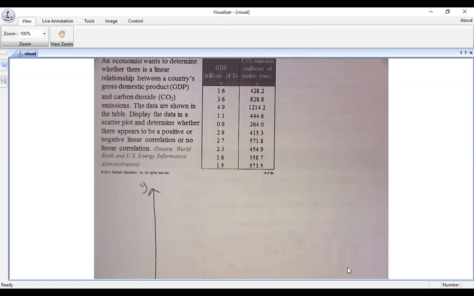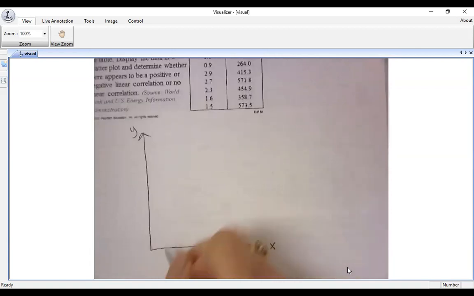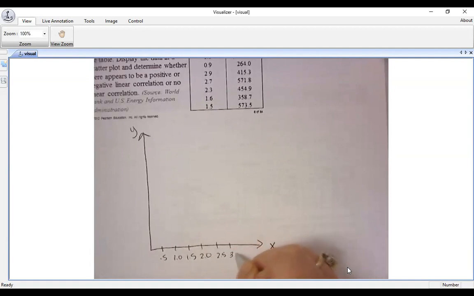How would you count? 0.5s? So maybe if we did 0.5, 1.0, 1.5, 2.0, 2.5, 3.0. Are we having fun? Aw. Now I need to make this a little bit bigger. We are having fun, aren't we? Okay. So I think I would need to go up to probably 5.0 on my x-axis to make sure I've got enough room for everything.